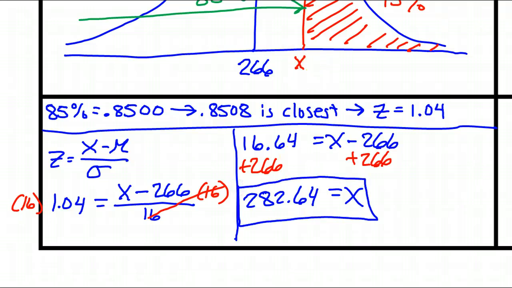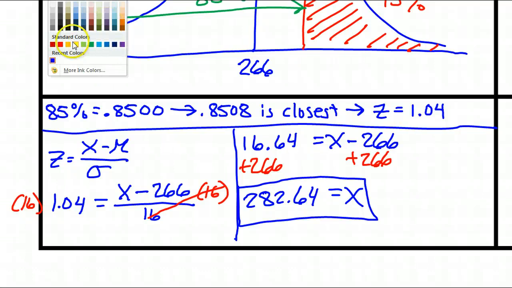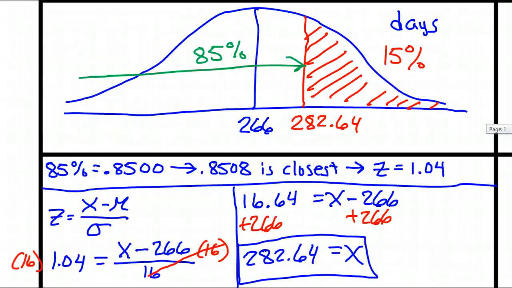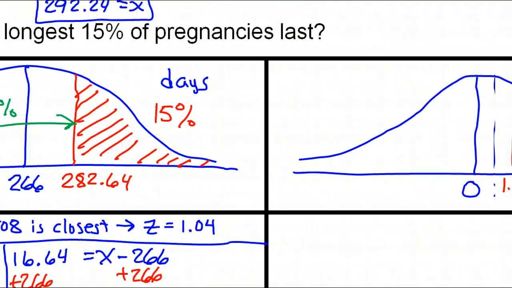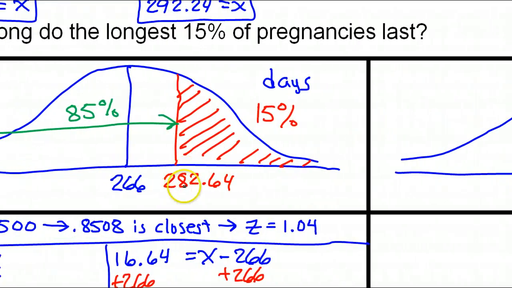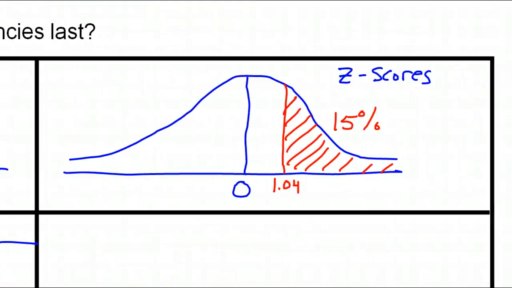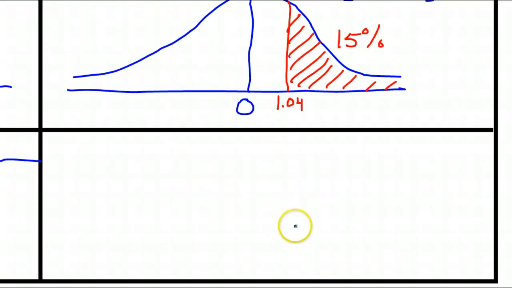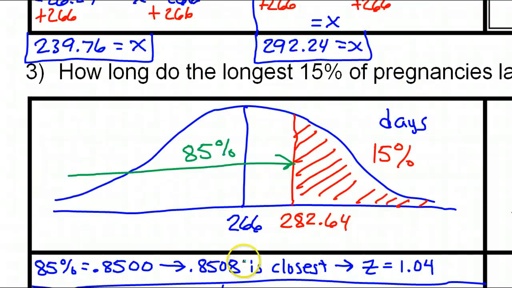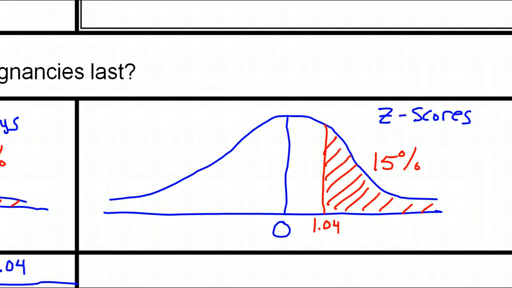Okay, let's go ahead and put that value in now that we finally found it. So this value right here is, in fact, 282.64. Okay, so this is what your pictures should look like, guys. Just like these. Okay, so remember that number, 282.64. In the final box, we will answer with a complete sentence. So I find it helps to read the question and reflect it back as your answer. So how long do the longest 15% of pregnancies last?